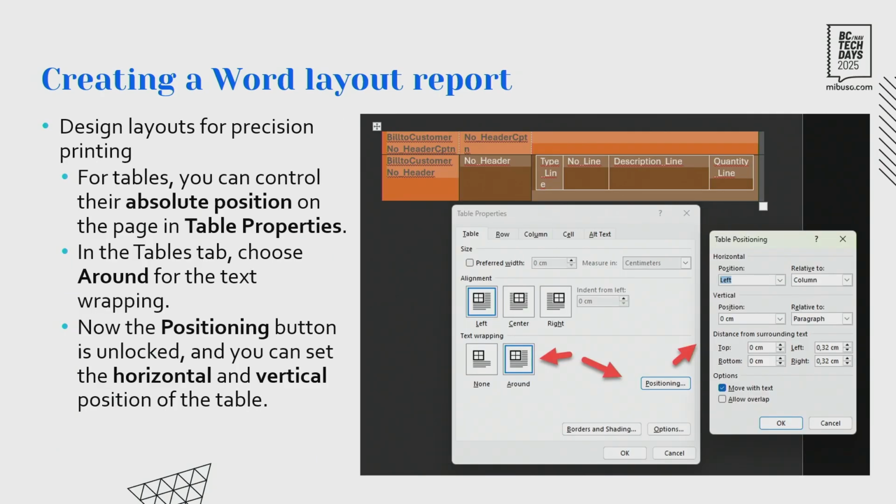So for a table, for example, you can go into the table properties, you can set the text wrapping to around. If you set the text wrapping to around, the positioning button becomes enabled. You can click on it, and then you can go for an absolute positioning of that table, if that's what you would like to do. So that can be also interesting to remember.